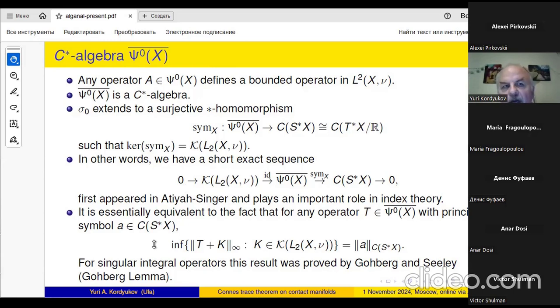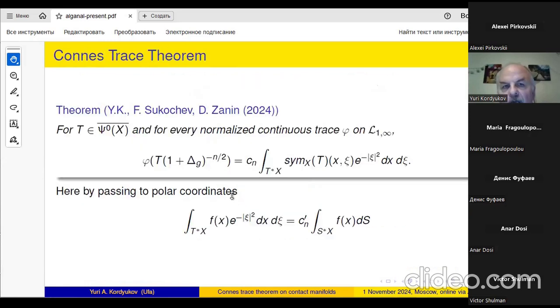Okay, so we have such a symbol algebra, and now we can formulate the more extended formula which we have in this case. As I said, now we actually have the Connes trace theorem, when instead of the Dixmier trace, we have just any normalized continuous trace on this L^{1,∞}. And we can take T to be just any operator from this algebra.